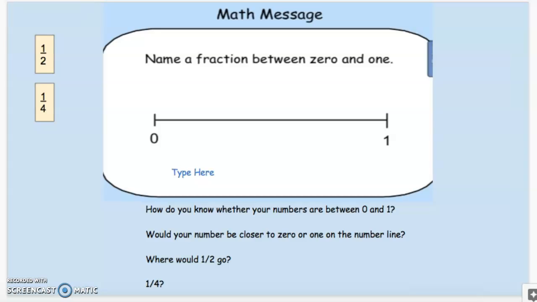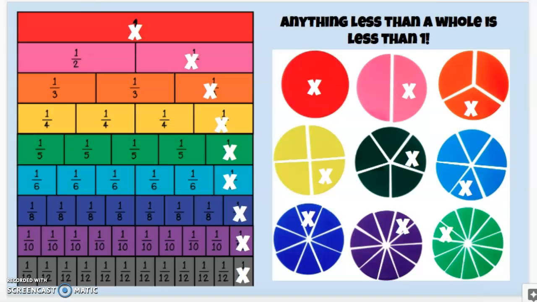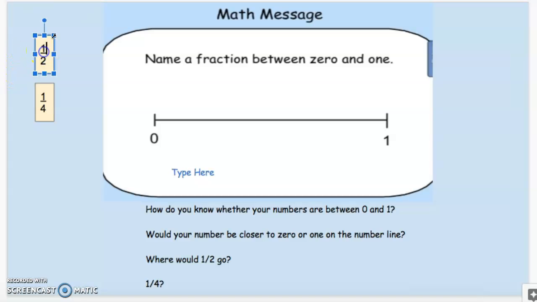Now we're back at our number line. We have 0 and 1. Where do you think 1/2 would go on the number line? Again, if you're not sure, we can look at the fraction bars. 1/2 is exactly halfway between the beginning and the end of the whole, or between 0 and 1. Just going to slide that over.